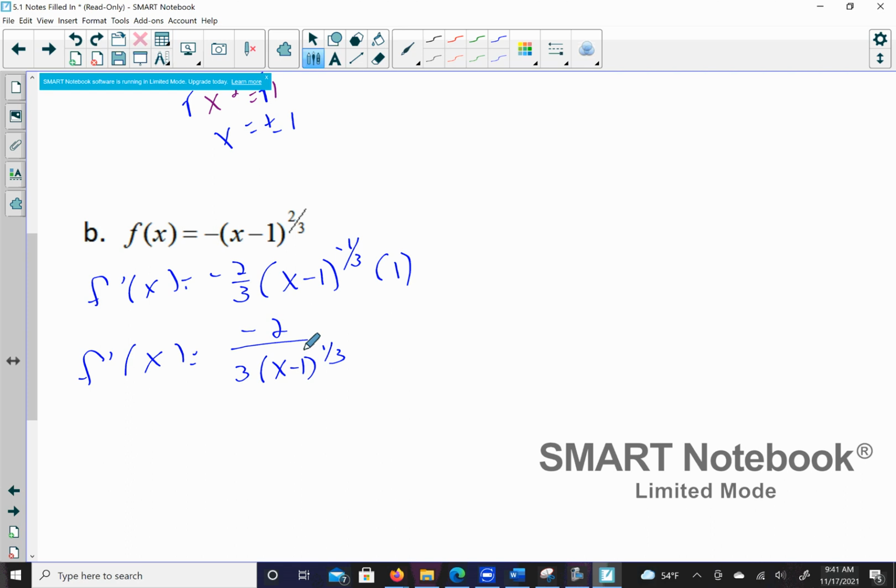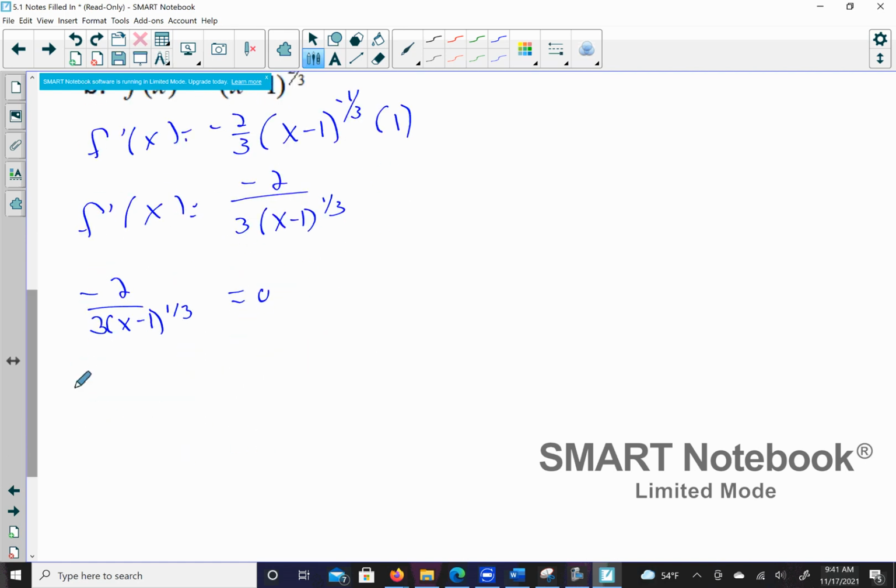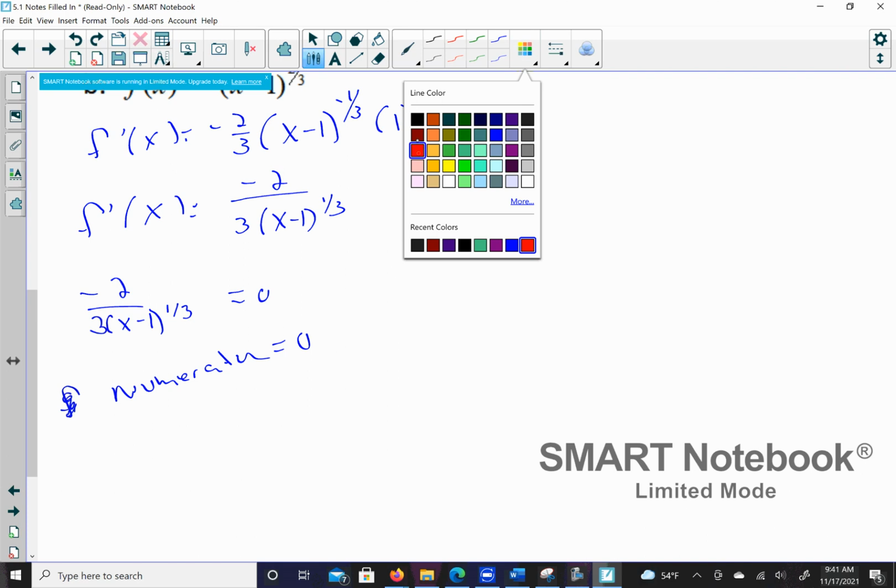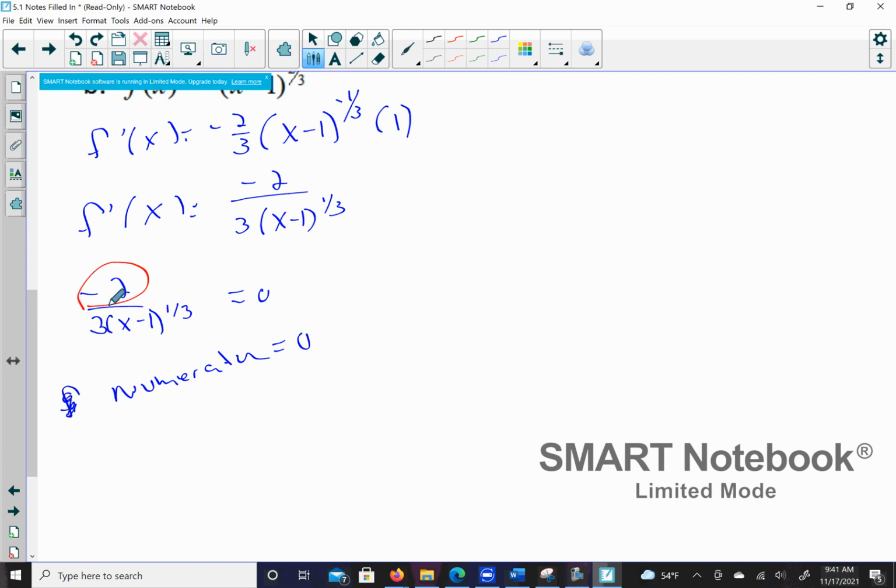So to look for my relative extrema, I'm going to set this derivative equal to 0. When I set this equal to 0, that's only going to occur when the numerator is equal to 0. Well, my numerator is this -2. So this -2 has no variable, so it's never going to equal 0. There are no places where I have a horizontal tangent line. There are no places where my derivative is equal to 0.